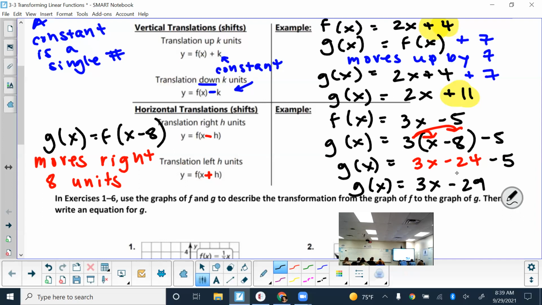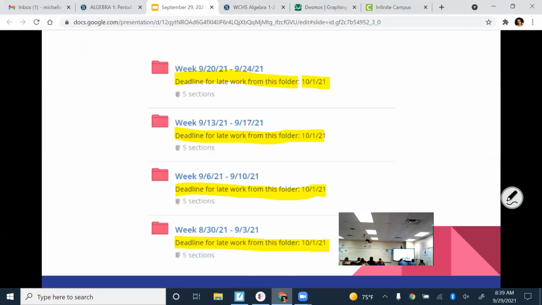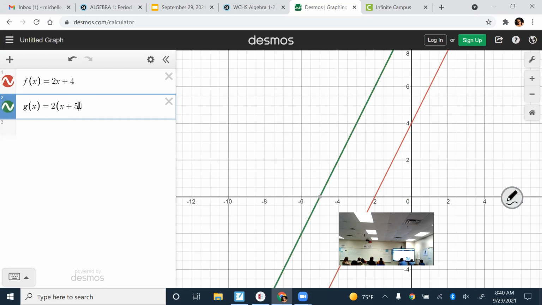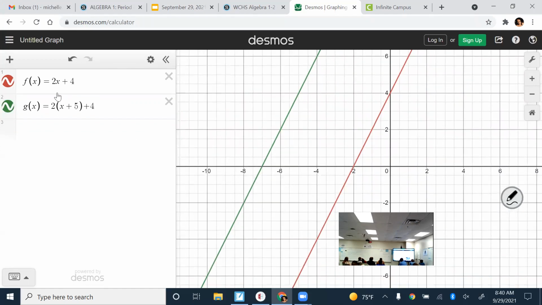I like showing you guys how to check your thoughts in Desmos, since you do have access to Desmos on your test. So let's go in there. If you were asked to describe the movement of something and you're given two equations, maybe f of x is my original, and g of x looks something like x plus 5 plus 4, right? How would you describe that change with words?